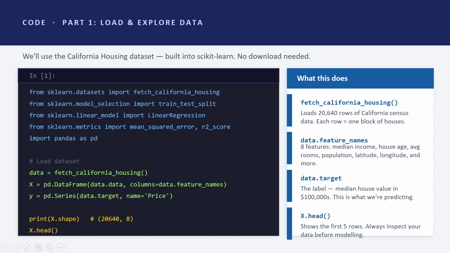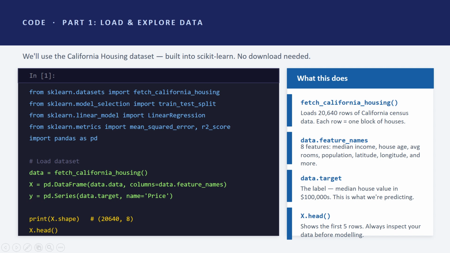Open your Jupyter notebook. We are using the California housing dataset. It's built directly into scikit-learn, so there's nothing to download. The first 5 imports bring in everything we need. fetch_california_housing loads the training data, and train_test_split lets us hold out a test set. LinearRegression is the model itself, and the two metrics functions give us mean squared error and R².